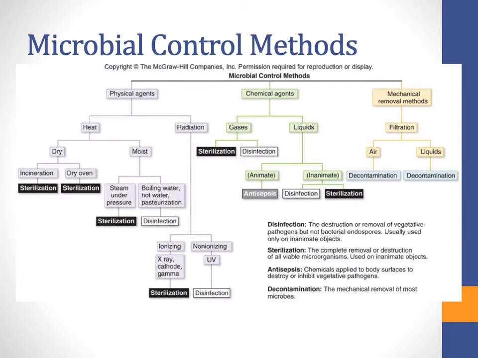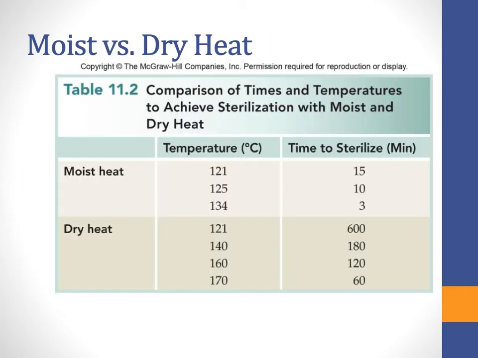So next we're going to look at some of these physical agents. Keep in mind that we have heat, but we have dry heat versus moist heat. And then we also have radiation that we'll talk about. So with heat, there's a difference whether there's moist heat or dry heat. Moist heat meaning that there's water molecules at a high concentration available.